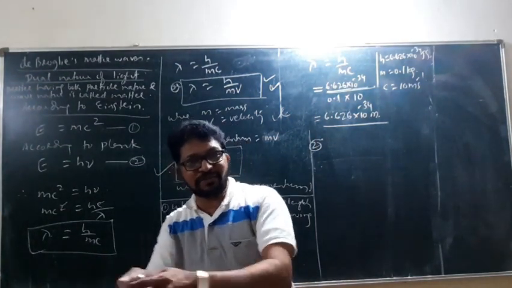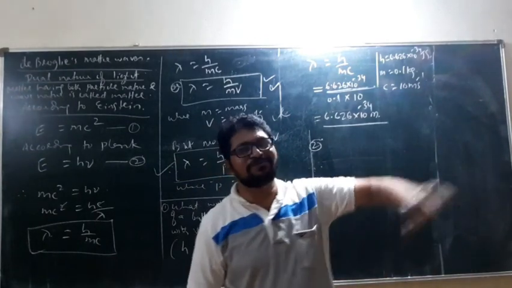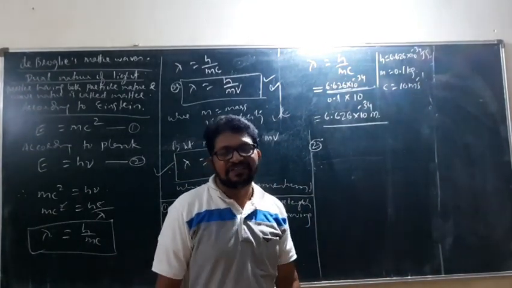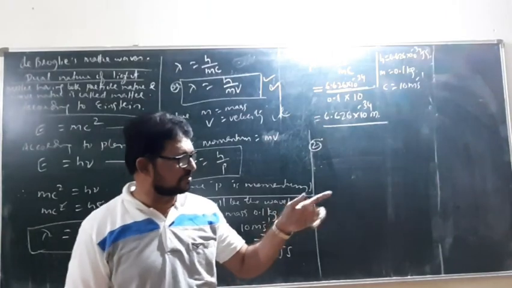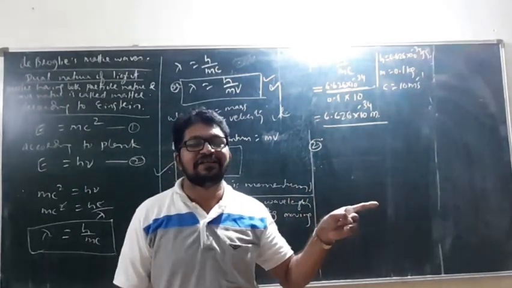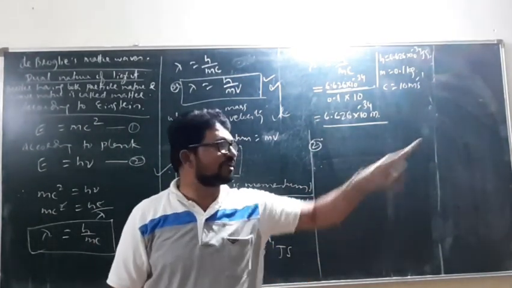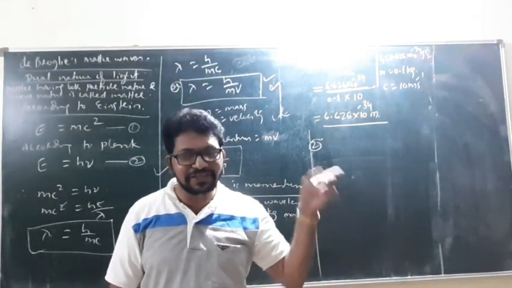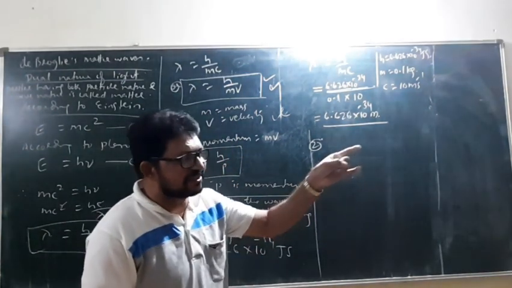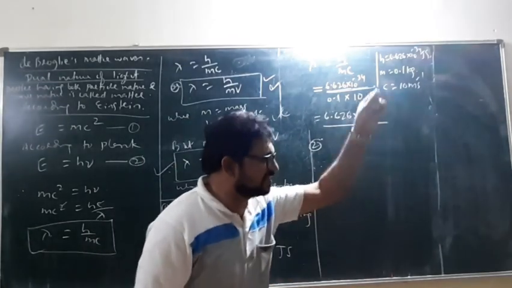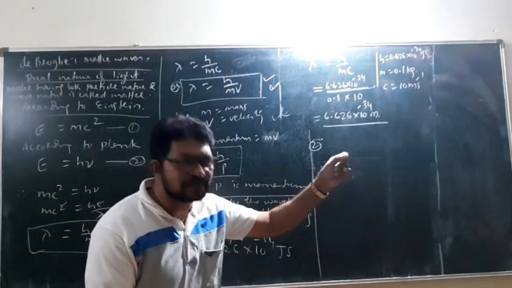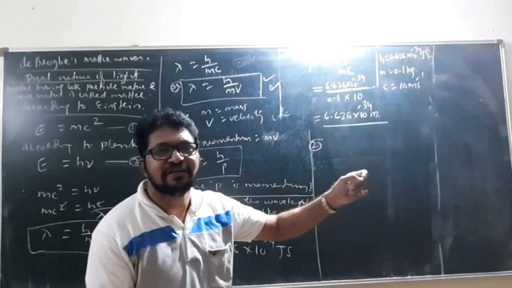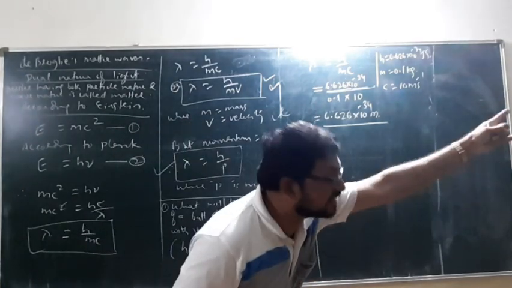Now think how that body is moving. It is moving in the form of wave nature. A bullet is fired from a gun of mass so and so, with velocity so and so. What is the wave nature? See, the bullet is moving straight only. The bullet is not moving like this, but the wavelength is small. The bullet moves straight.